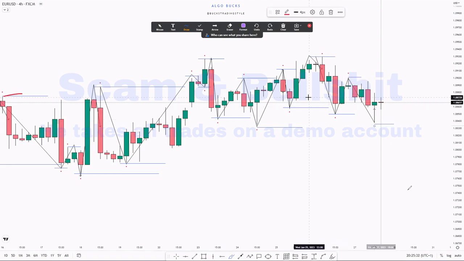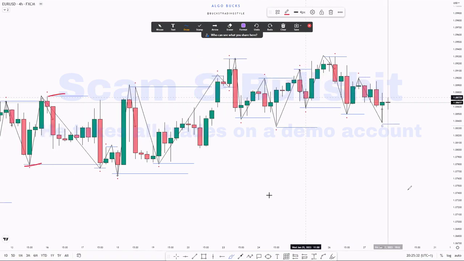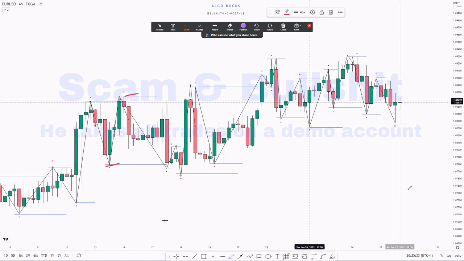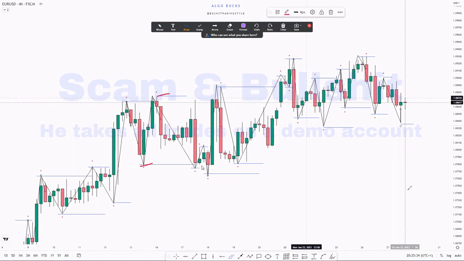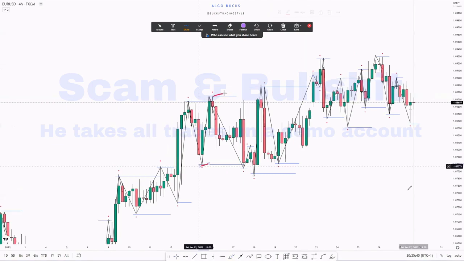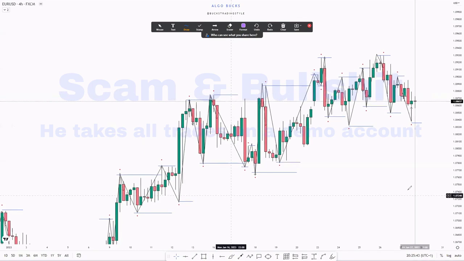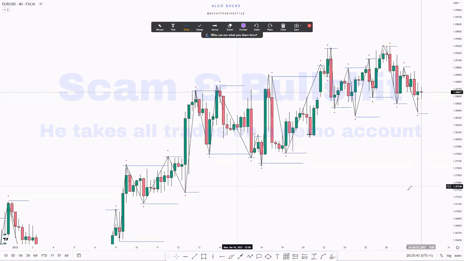Good. So now, looking at all what we've done, all what we've marked, they are all external structure points. Everything inside is internal structure point. Now, how does this help us in trading?